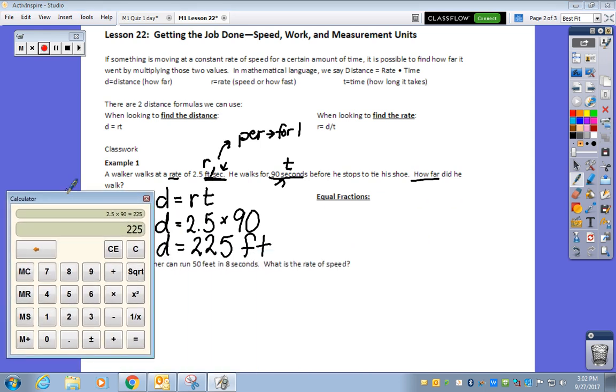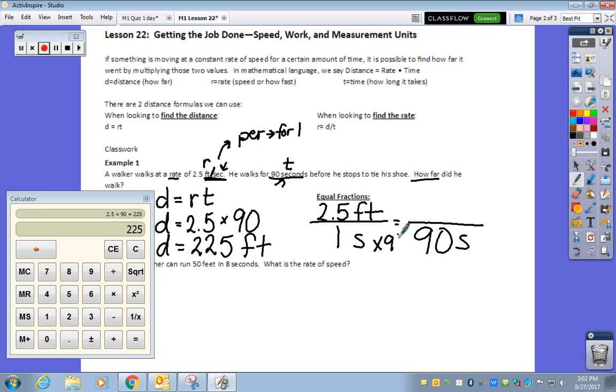Now there is a way to do this with equal fractions, which we've been doing a lot this year. So let's look at this. This is saying 2.5 feet per second, or 2.5 feet for 1 second. Remember, we said that that's what that line means, the per, or for 1. So I can set that up equal to see how far he can walk in 90 seconds. To get from the 1 to the 90, I multiplied by 90.